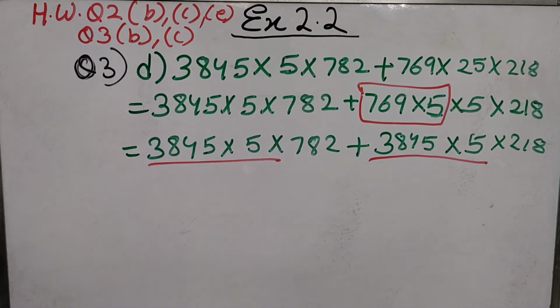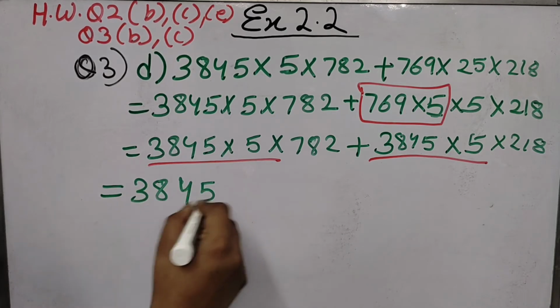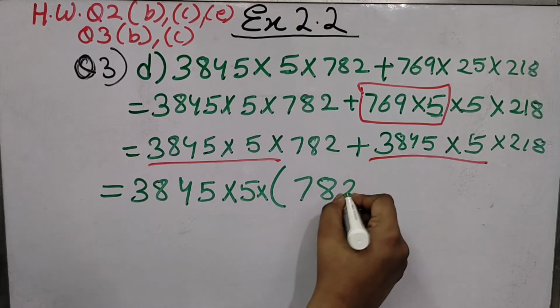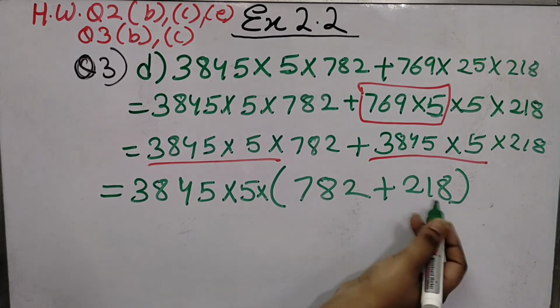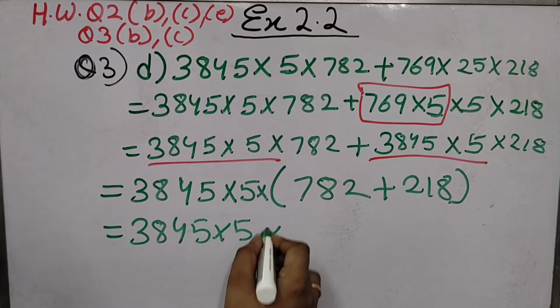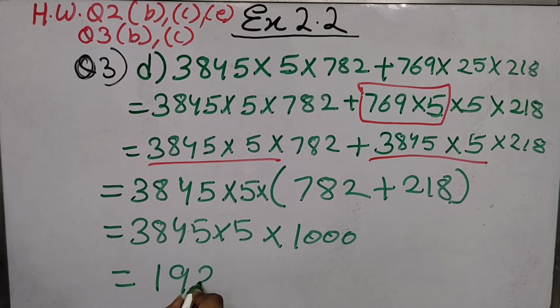3845 multiplied with 5 is common in both the parts. So we will take them as common. 3845 multiplied with 5. Within brackets, it will be 782 plus 218. When we add these two numbers, we will get our answer as 1000. Now you can easily multiply and get your answer as 1,92,25,000. This is your answer.